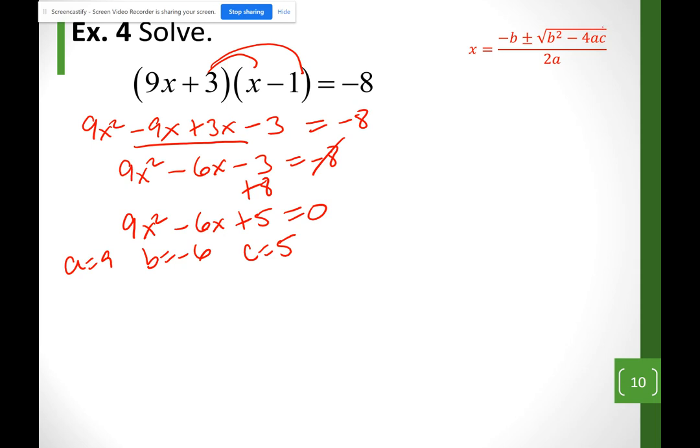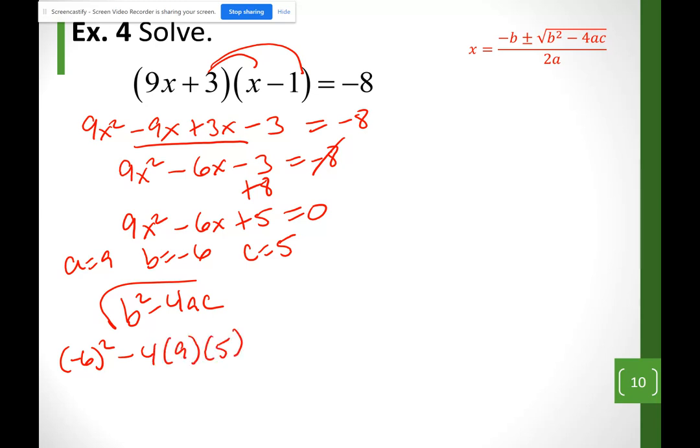I'm just going to work the square root part first. I'm thinking B squared minus 4AC. Once I solve for that, I'll do the square root on it. All right, so B squared, negative 6 squared, minus 4 times 9 times 5.